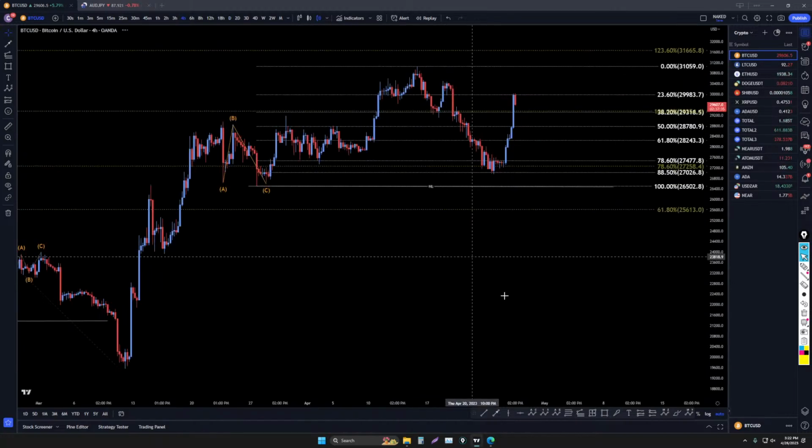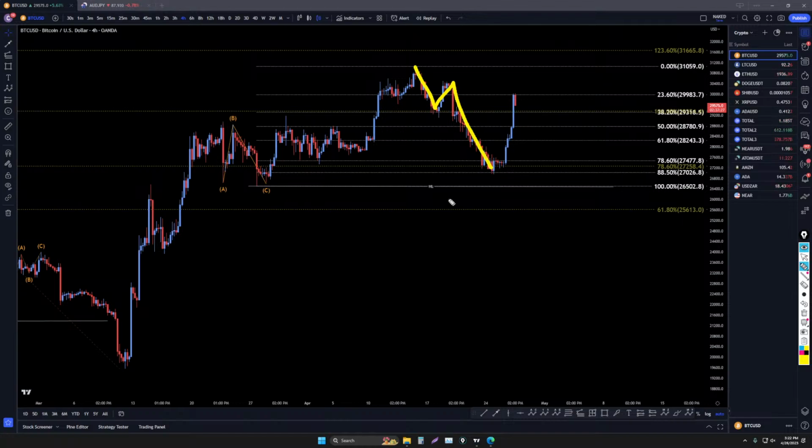Let's head down to the 4-hour. Yeah, it's kind of a soft move to the downside, but it's definitely 3 waves. That's an ABC correction for sure. Higher low, impulsive up. It's probably going to make a correction down and then just keep on going up from there.